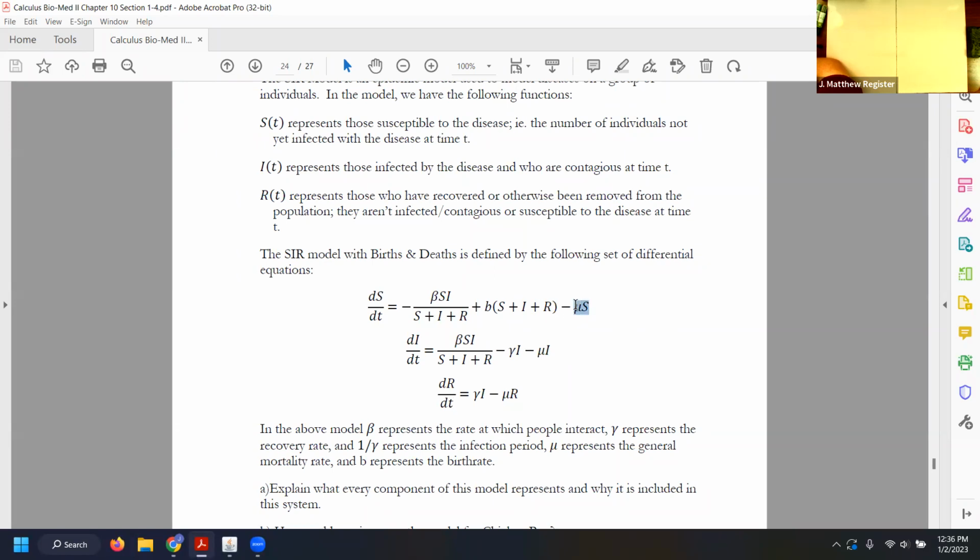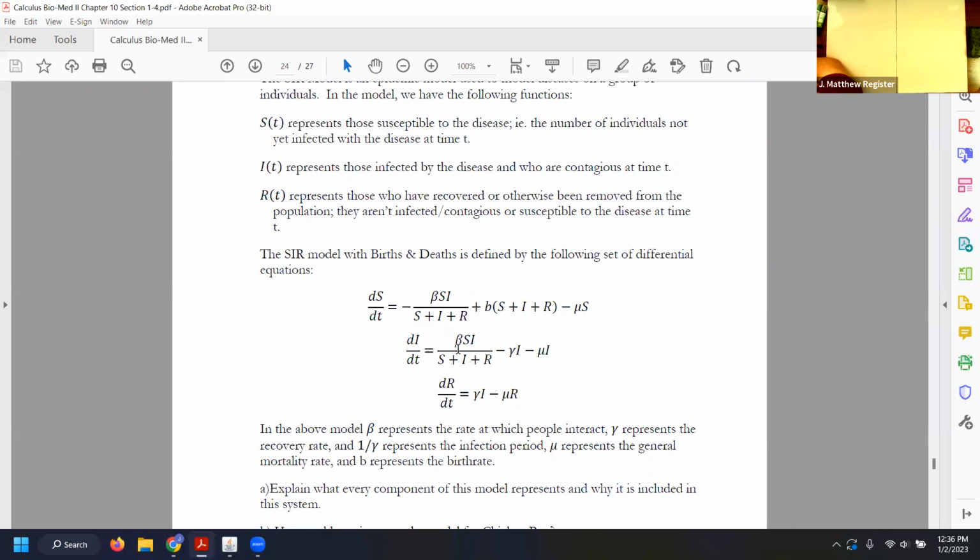We then have this mu sub S. Mu is talking about natural death. And so this is the natural death of the susceptible population. If individuals die, then they are removed from the susceptible category. But this is natural death. This is not death related to the disease itself.